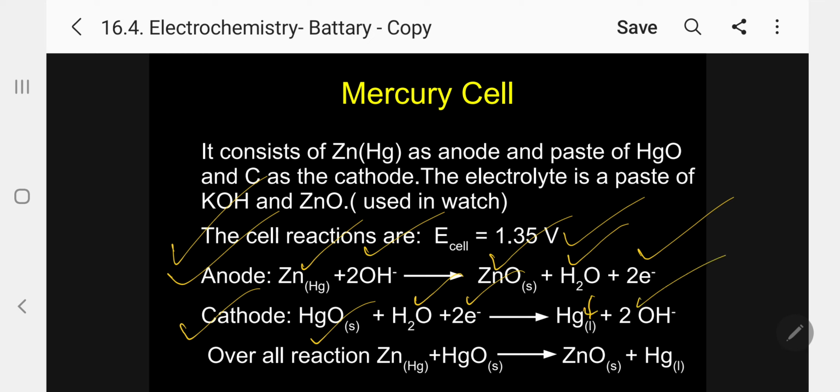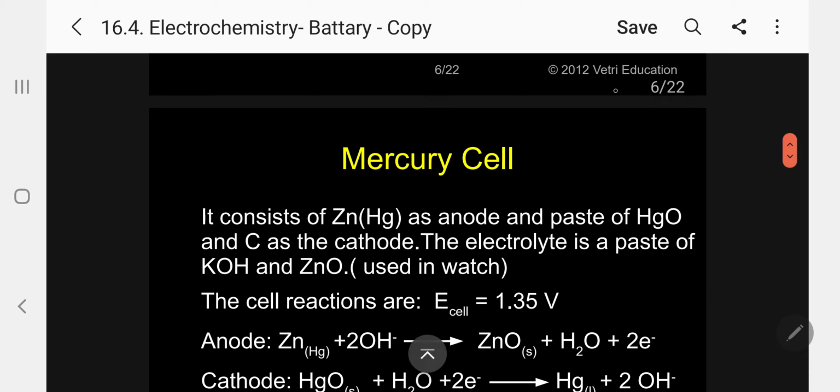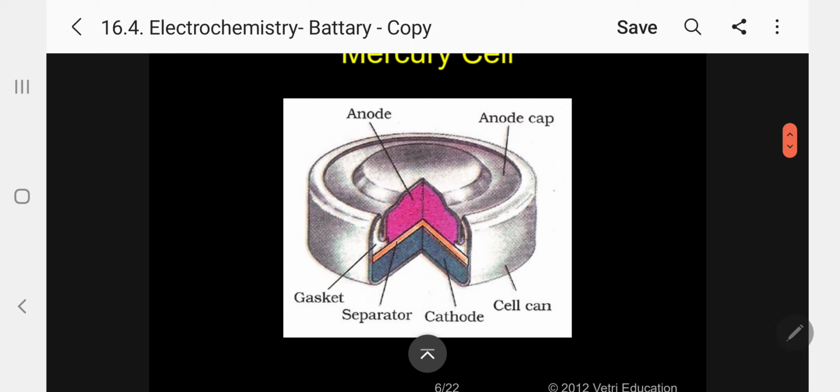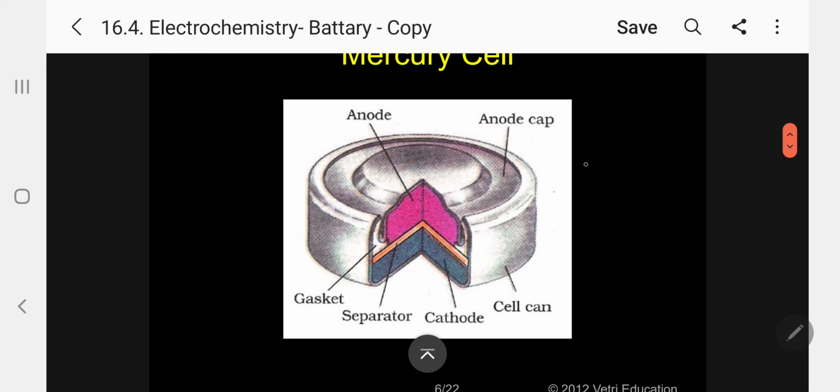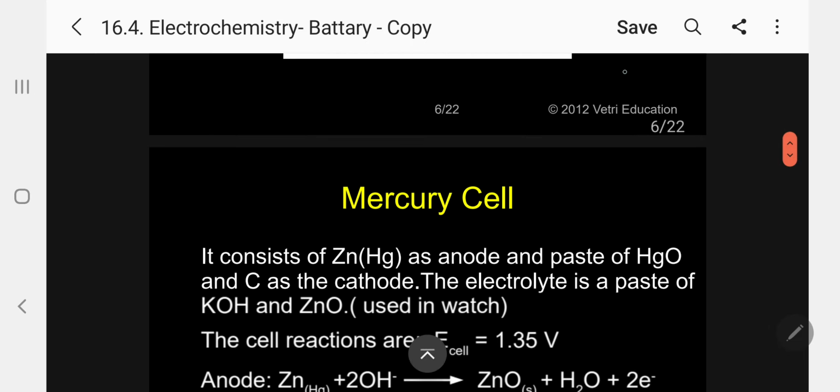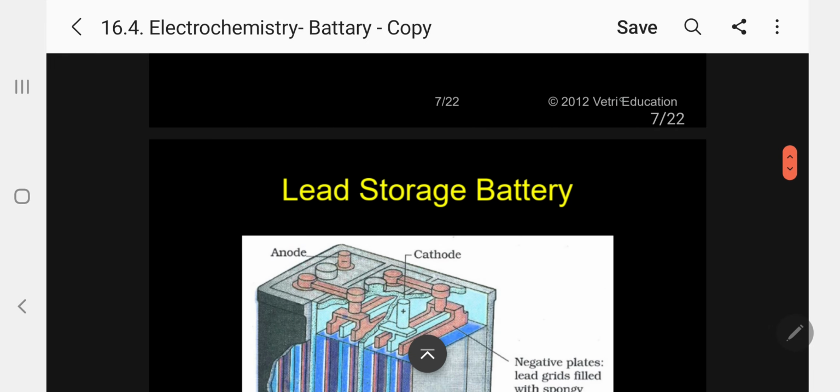So what is the overall reaction? Amalgamated zinc plus mercuric oxide solid gives zinc oxide solid and mercury liquid. This is the overall cell reaction in the case of the mercury cell. Please follow. This is the mercury cell. The cell reaction we have discussed.